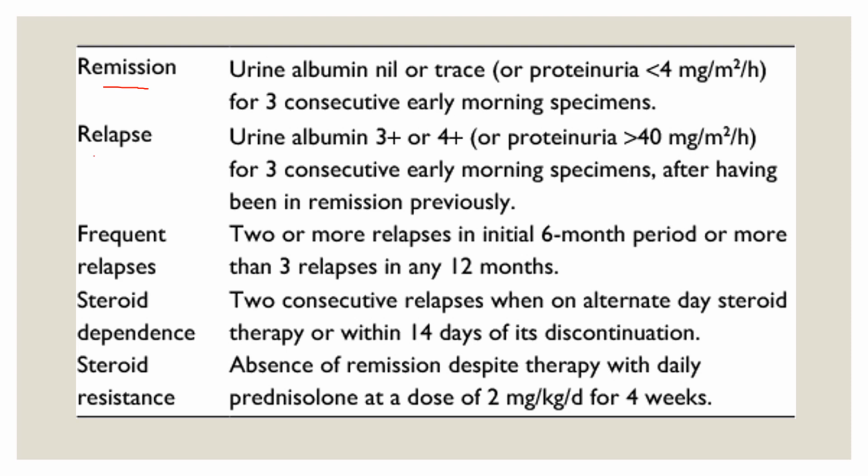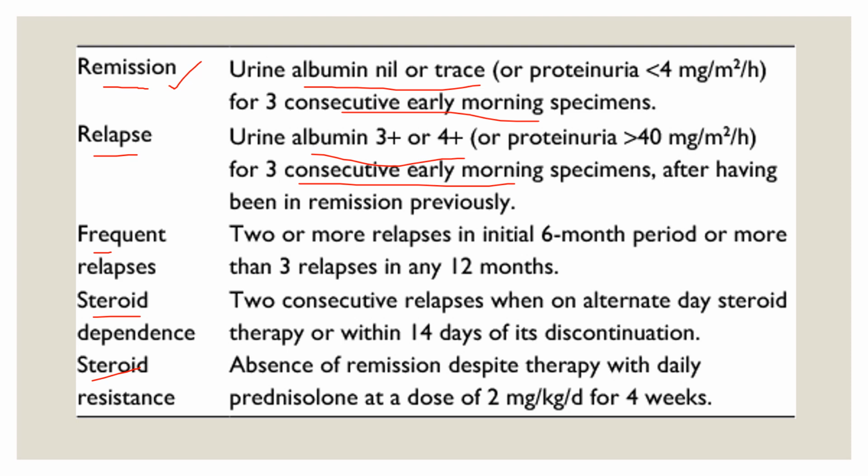So what is remission, relapse, frequent relapse, steroid dependence, and steroid resistance? You do 3 consecutive early morning specimens. If the urine albumin is nil or trace, which is proteinuria less than 4 mg per meter square per hour, that is the accurate value. So if your urine albumin is nil or trace for 3 consecutive early morning specimens, it's called remission. Now, what is a relapse? After having remission, if the urine albumin is 3 plus or 4 plus for 3 consecutive early morning specimens, you call it a relapse.